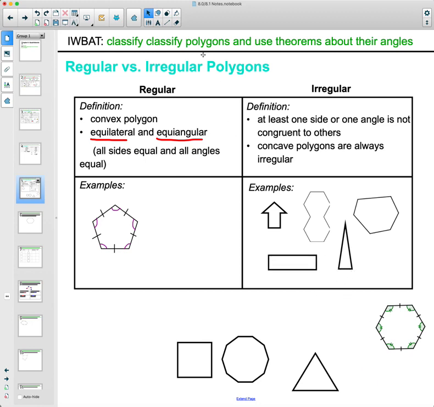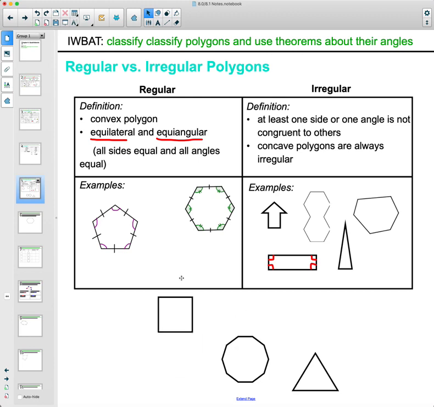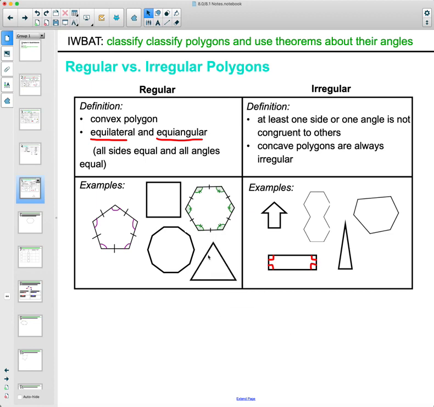A rectangle is equiangular. It's got all 90-degree angles, but it doesn't have equal sides. So this one is considered irregular. This one, regular. Now just going by looks, these ones are also regular. A square has all 4 sides the same, all 4 angles the same. This one, all the sides are the same and angles. They're not marked up like they should be, but they are.